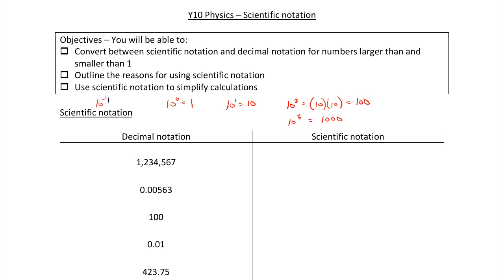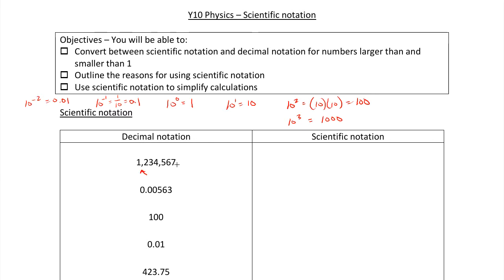Anything to the power of 0 is 1. 10 to the power of negative 1 means 1 over 10, so that's 0.1. And 10 to the power of negative 2 is 0.01. So that's the pattern. The familiar notation that you're used to every day is called decimal notation. Scientific notation is always going to place a decimal right after the first digit.